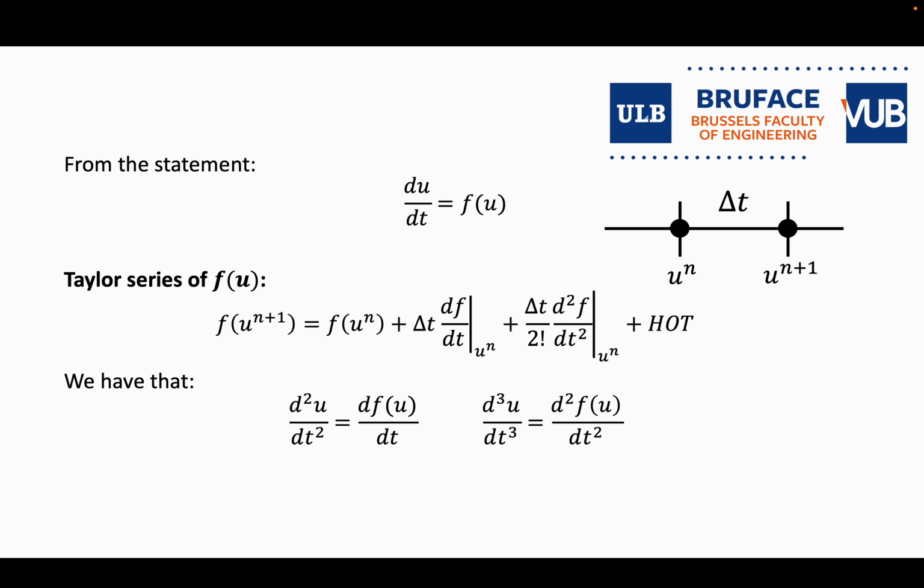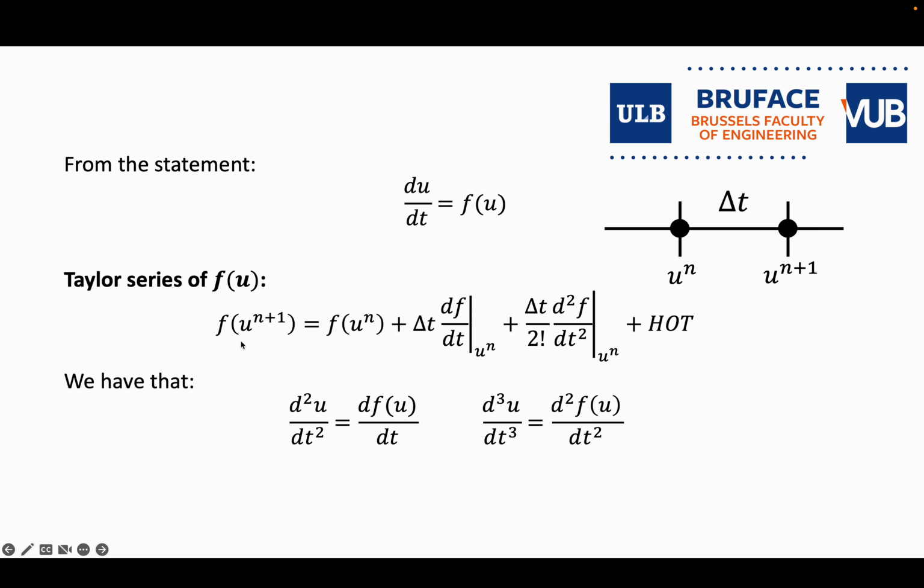So to solve the problem, we start from information we got from the statement, which is that the time derivative of u is equal to a certain function of u. So we had the idea of performing the Taylor series of f of u using the stencil that we have drawn here. So there is a time increment delta t between two successive solutions at step n and at step n plus 1. And so the Taylor series that we have performed here is fairly standard. I don't think there's much to say about it.